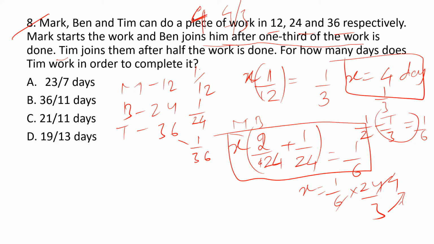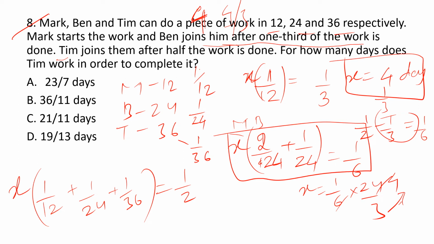And after Tim joins, how much work is left? Only one half of the work is left. Now we have three different persons who can complete in 1/12, 1/24 and 1/36 of the work per day. Let's consider x more days are required to complete the remaining part of the work. Now solving this, we get the final answer. Taking LCM of 12, 24, 36, LCM is 72. So consider 72 in all these denominators: 12 sixes are 72, 24 threes are 72, 36 twos are 72. So 6 by 72, 3 by 72, 2 by 72.